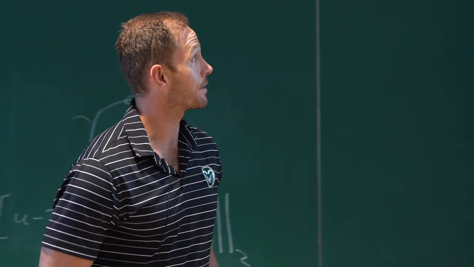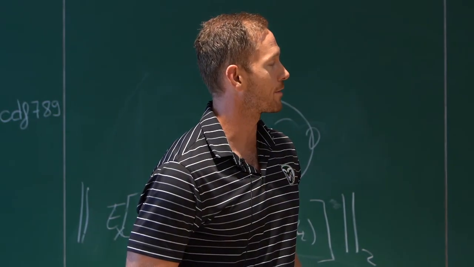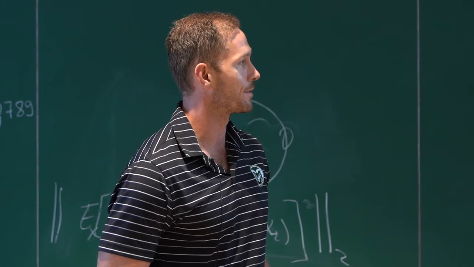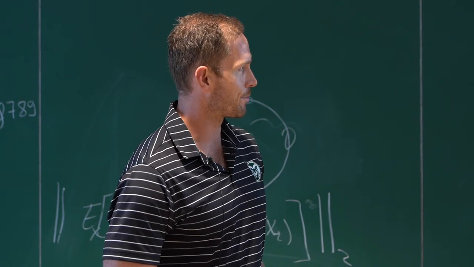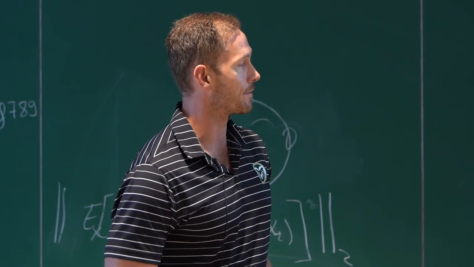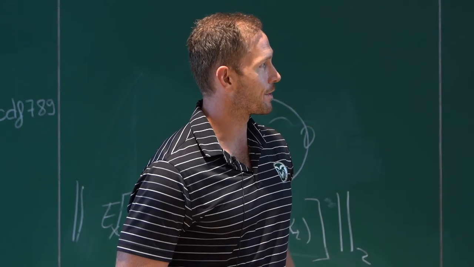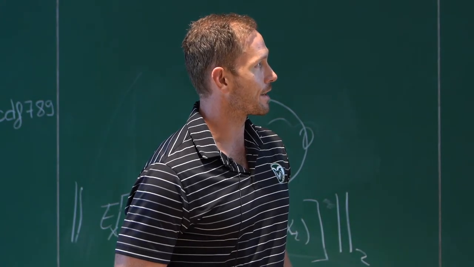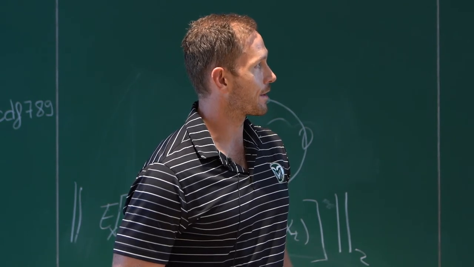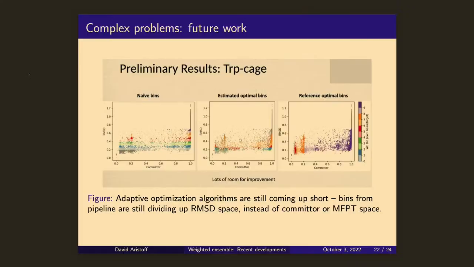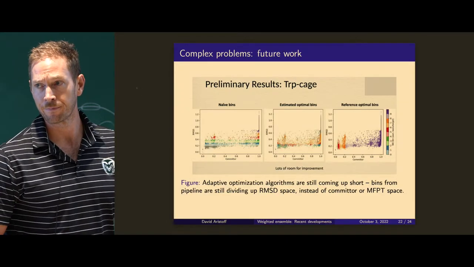The problem is that, again, that was using a reference optimization where we knew pretty well the quantities we needed to optimize at the beginning. In practice, we want to do that adaptively, and we don't really know how to do that yet. As you see, if we estimate these quantities on the fly, then we are getting bins that are really more reflective of root mean squared distance rather than of good progress coordinates like the committor or the MFPT.